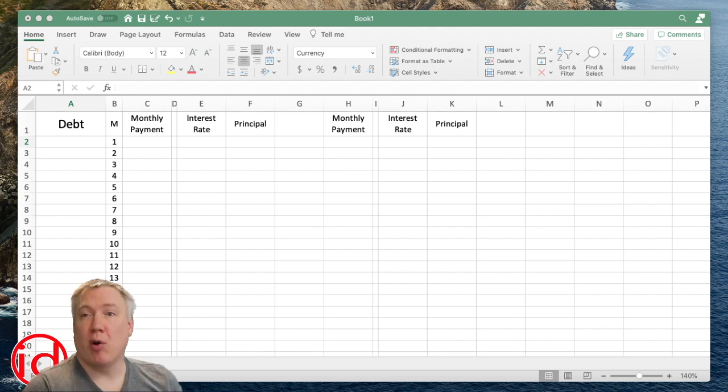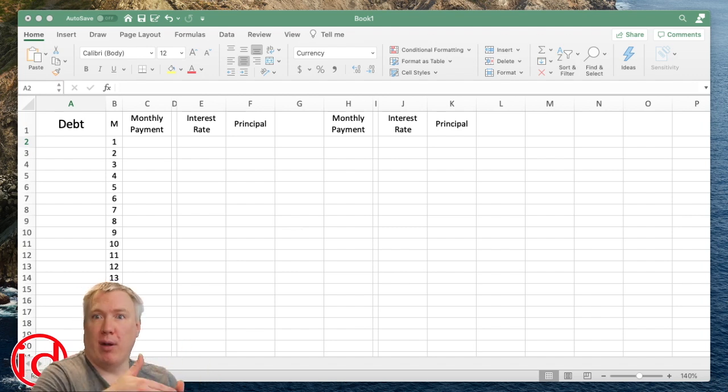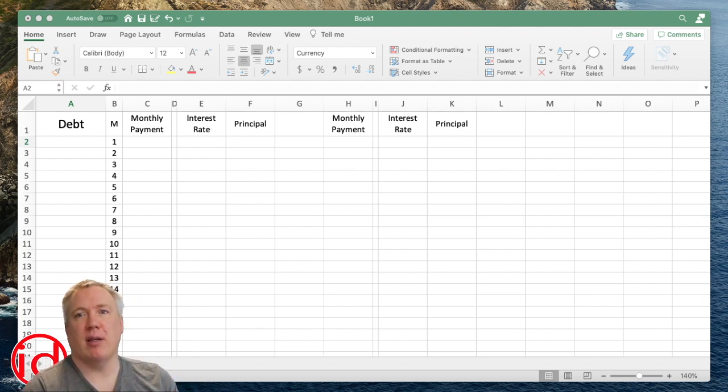This week in Math in the Real World, we're going to talk about debt. We're going to go over how interest rates affect it, how your monthly payment can greatly affect how quickly you pay it off.